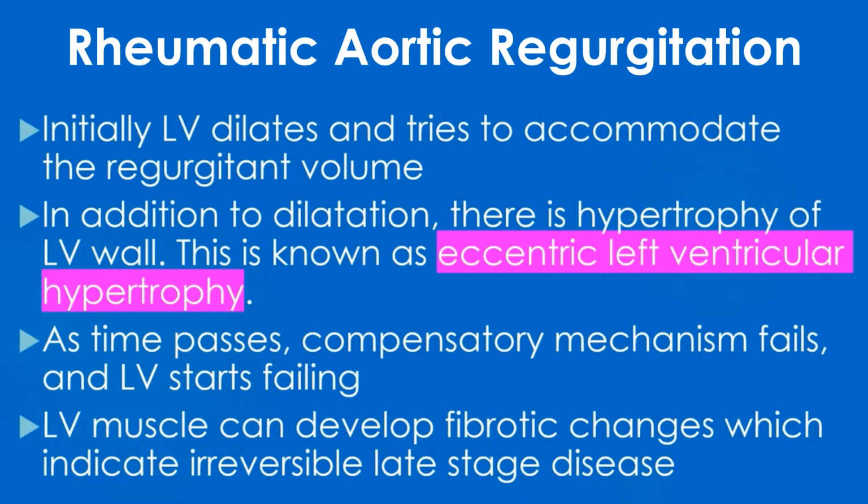Initially, the left ventricle dilates and tries to accommodate the regurgitant volume. In addition to dilatation, there is hypertrophy of the left ventricular wall. This is known as eccentric left ventricular hypertrophy. As time passes, this compensatory mechanism fails and left ventricle starts failing. Left ventricular muscle can develop fibrotic changes which indicate irreversible late stage.